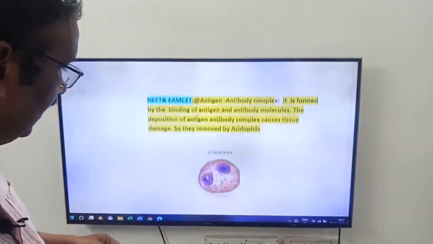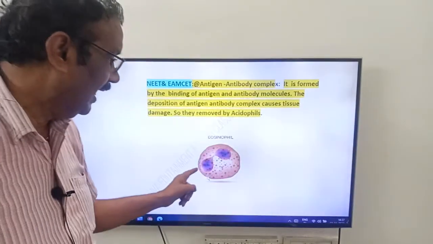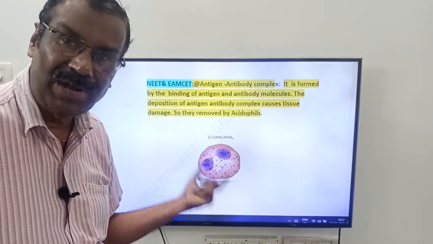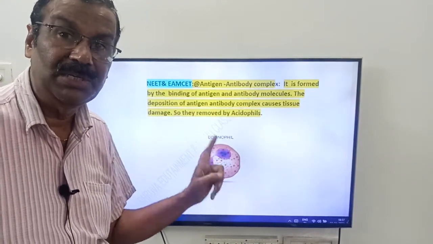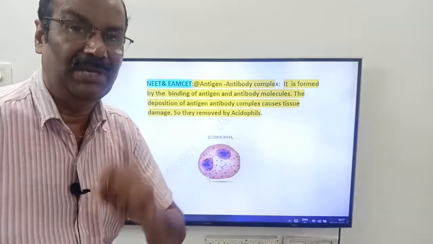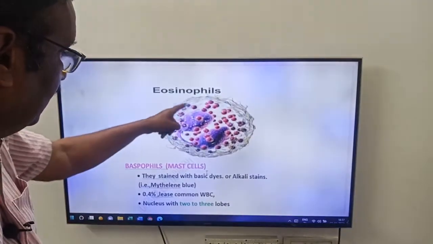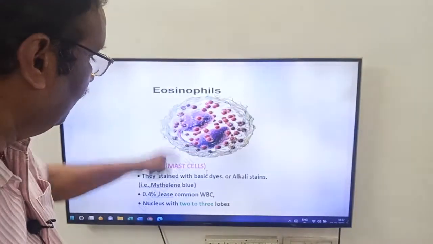Now see, friends, eosinophils have two lobes in the nucleus, a bilobed nucleus. They have one nucleus, but that nucleus has two lobes. Eosinophils have a bilobed nucleus. Okay, friends. Now come to one more image, friends. Here also we have a two-lobed nucleus.